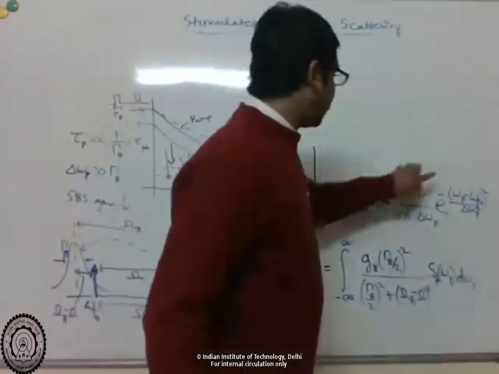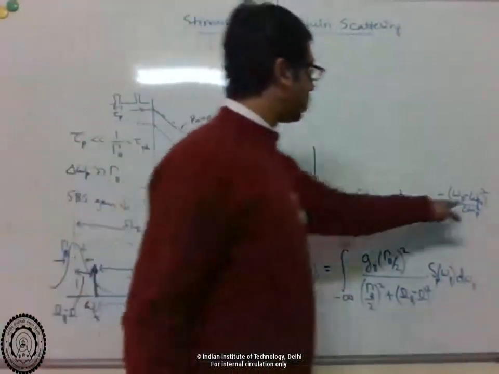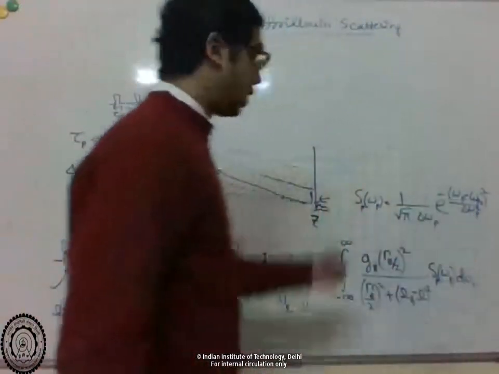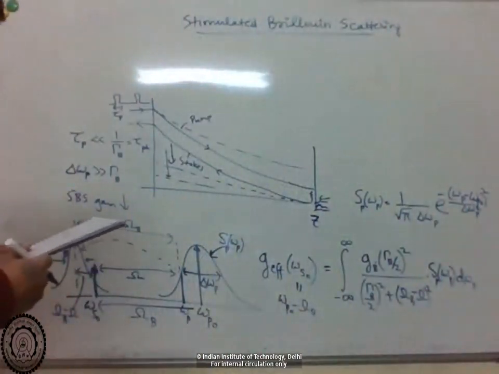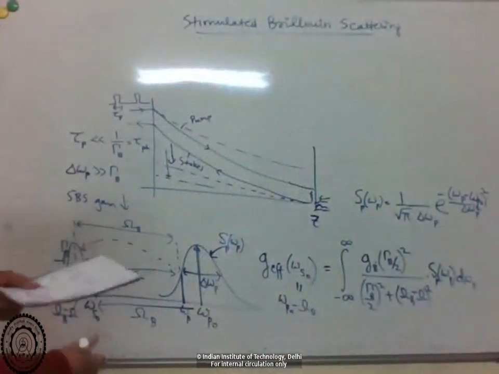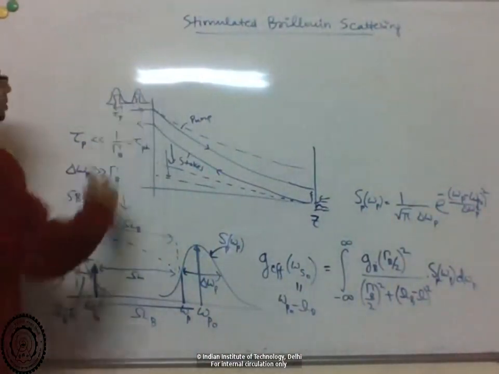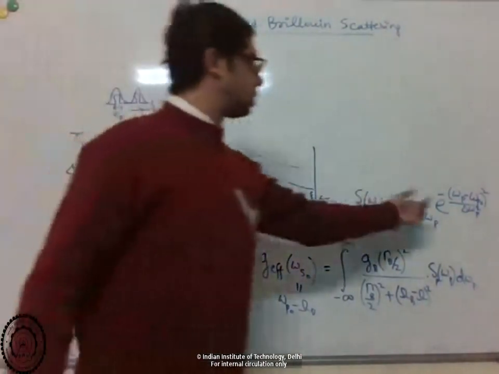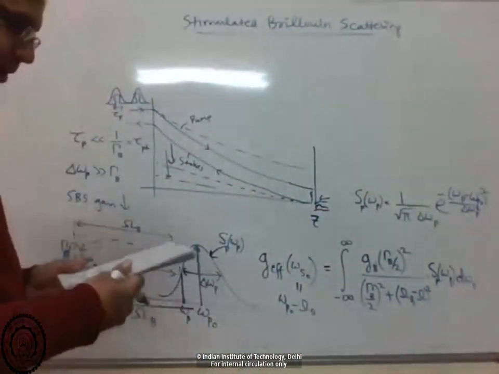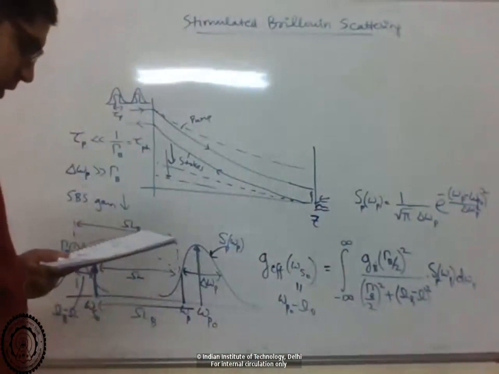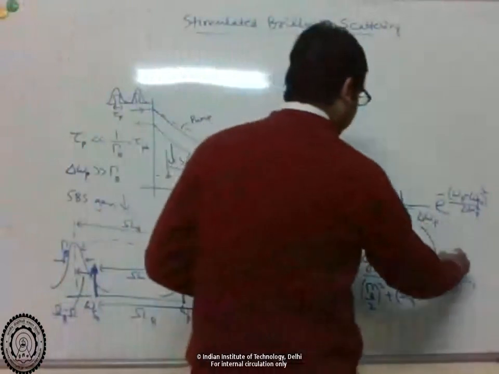You can assume a Gaussian shape for this spectrum. So the center is at omega p naught with the width delta omega p. For example, if these are Gaussian pulses in time, then we know that the Fourier transform is also Gaussian. So that would be one case. Basically, we plug this Gaussian form here.